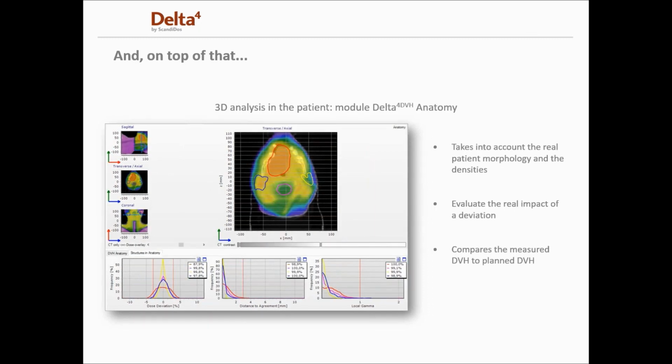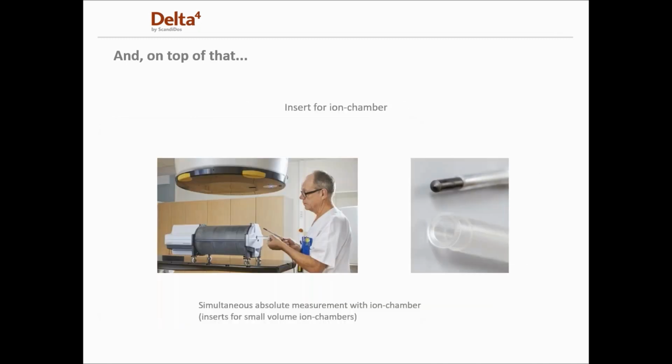Moreover, when you use anatomy module, you can do the same into the patient and then evaluate the real impact of a deviation. Last thing, as you know, with Phantom Plus, you can use an ion chamber to complete the QA. We have at your disposal several types of inserts, including inserts for pinpoint chamber.